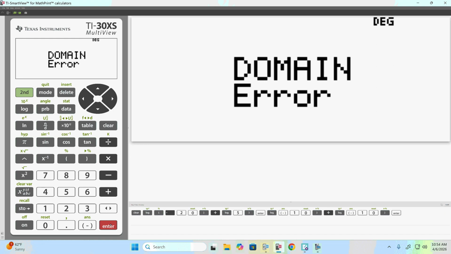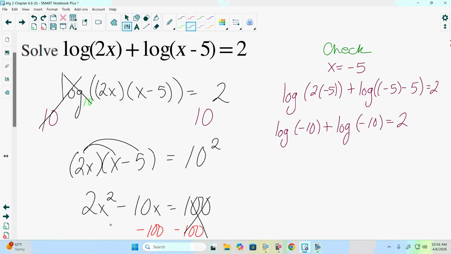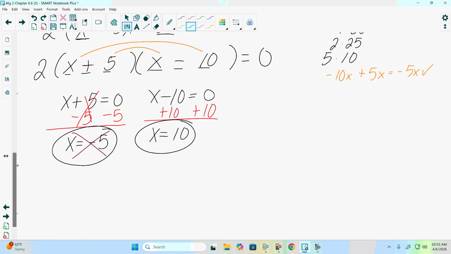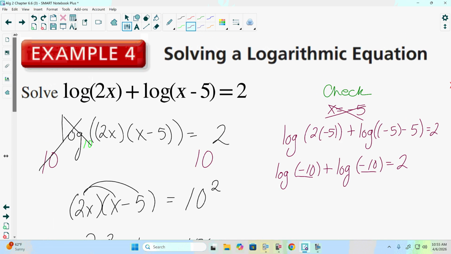We cannot take log of a negative number. And because when x is -5 what's inside these logarithms is negative, it does not work. So we have to throw out x equals -5. It is not a solution because it causes what's inside the log, when we plug it back in, to be negative. I can't take log of -10. It doesn't have a value, doesn't work. Questions on this here? We ready for the next one?